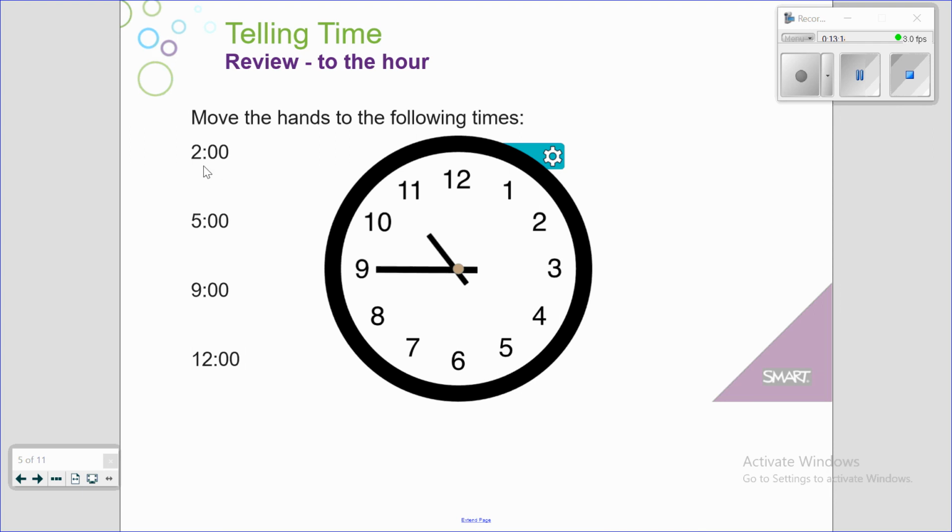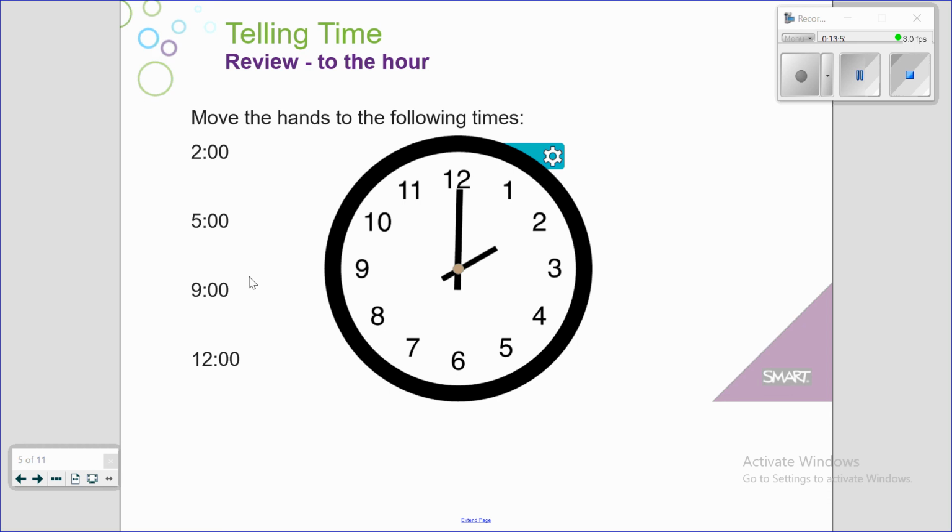I want to make 2 o'clock. Where is 2? Yes, that's me. See, when I'm moving the minute hand, the hour hand is moving. When I'm moving the minute hand, the other hand is moving. Let's go to 2 o'clock. Here is 12 o'clock, I'm coming to 2 o'clock. Here is 1 o'clock. And here is 2 o'clock.